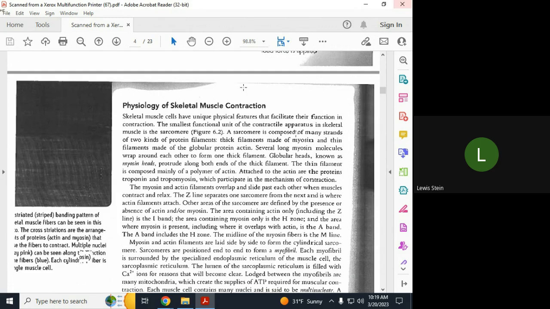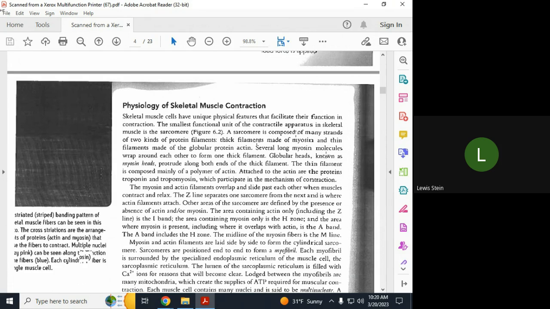So the smallest functional contractile apparatus in the muscle is the sarcomere. Remember, when we talk about a muscle fiber, that's effectively the cell. And it's a unique cell because it's multinucleated, so it means it's a confluence or a get-together of multiple cells. Thick and thin filaments, the thicker myosin, the thinner actin, you all remember that.